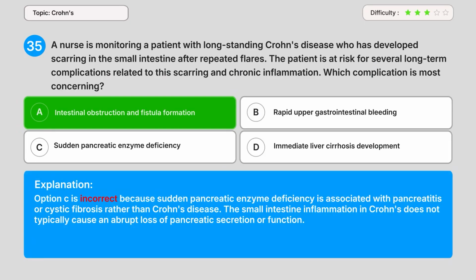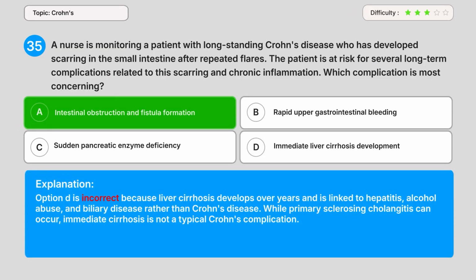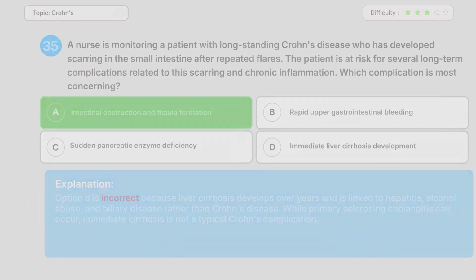Option C is incorrect, because sudden pancreatic enzyme deficiency is associated with pancreatitis or cystic fibrosis rather than Crohn's disease. The small intestine inflammation in Crohn's does not typically cause an abrupt loss of pancreatic secretion or function. Option D is incorrect, because liver cirrhosis develops over years and is linked to hepatitis, alcohol abuse, and biliary disease rather than Crohn's disease. While primary sclerosing cholangitis can occur, immediate cirrhosis is not a typical Crohn's complication.